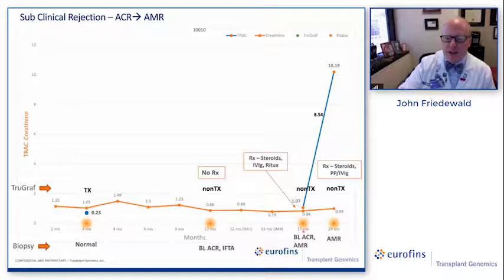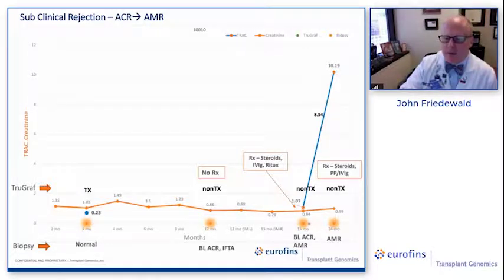And sure enough, by 15 months, the patient goes on to have, again, a non-TX TruGraf result, a biopsy done because they developed some proteinuria, and they're found to have borderline acute cellular rejection, which is persistent. And now they develop the antibody-mediated rejection and a new de novo donor-specific antibody. At that time, also, the cell-free DNA is positive at a level of 1. The patient's treated with steroid pulse, IVIG, and rituximab. You can see the cell-free DNA, which was tracked, went up to 8 and up to 10 eventually.